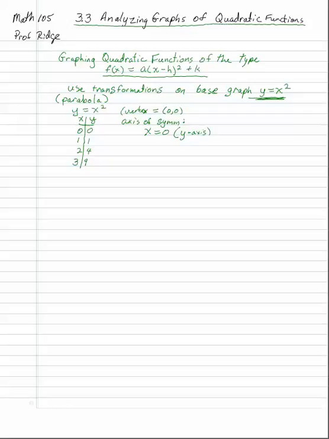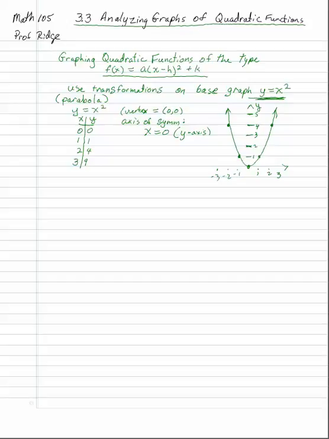So let me graph that. Okay, so we're going to plot (0, 0), (1, 1), and remember the axis of symmetry, so do the mirror image, (-1, 1). (2, 4), mirror image, (-2, 4), and then that's it. And then again, it's a parabola, so we want to make sure we get that nice curve on the bottom there. So there you go. So that's the base graph, y = x².